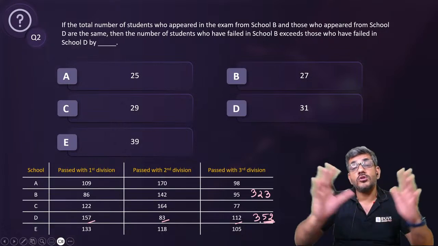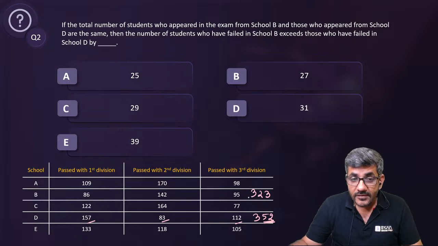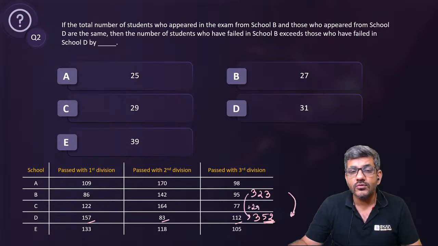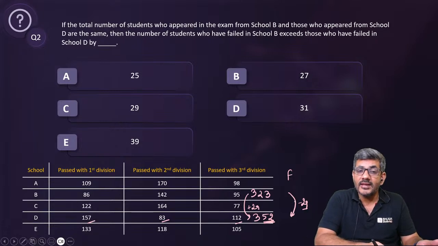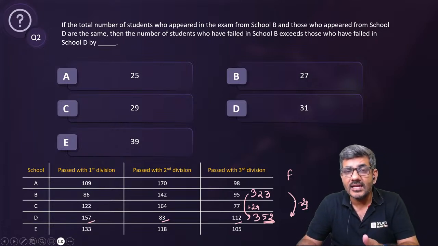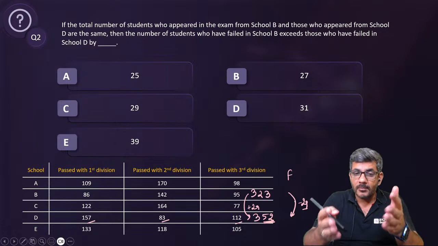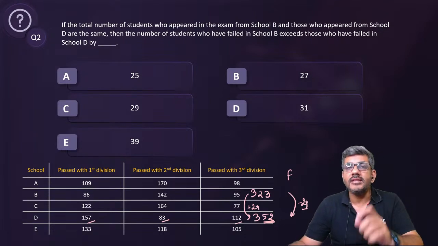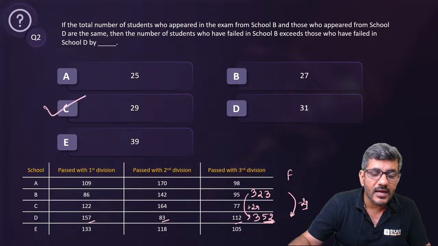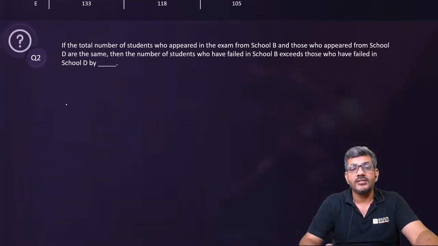But he says total number of students is same. So if the number of students who passed is 29 more, the number of students who failed must have been 29 less. तभी तो total sum equal आएगा. On one side a number is 29 more, so on the other side it will be 29 less. Only then I'll have the same sum. So by that logic I can say the number of students who failed in school B, they would exceed by 29. So therefore my answer is option C for this question.